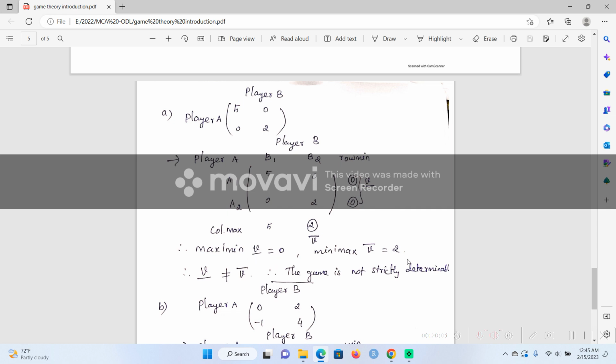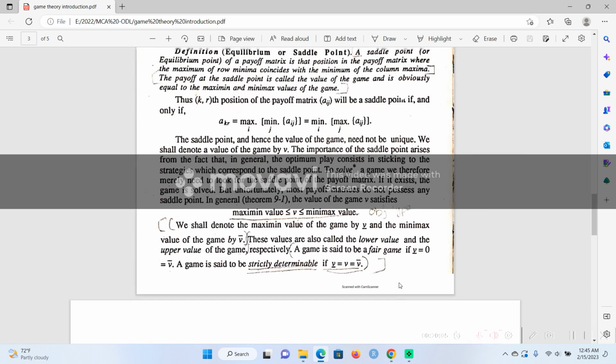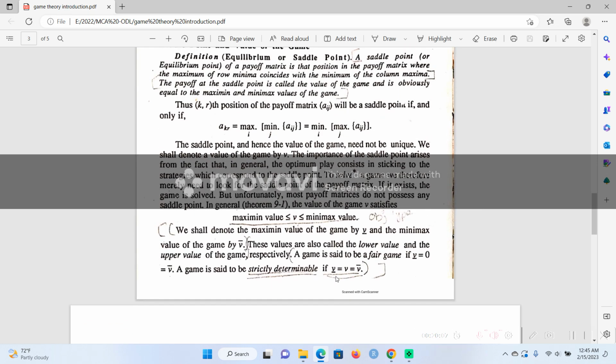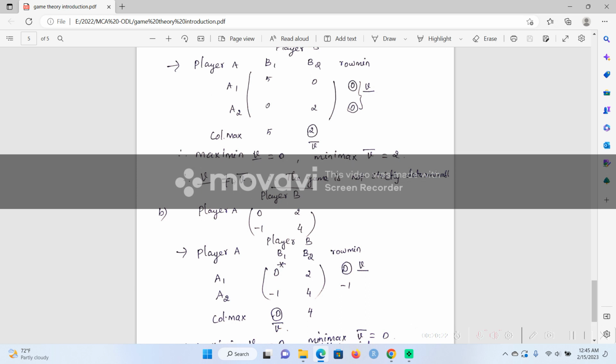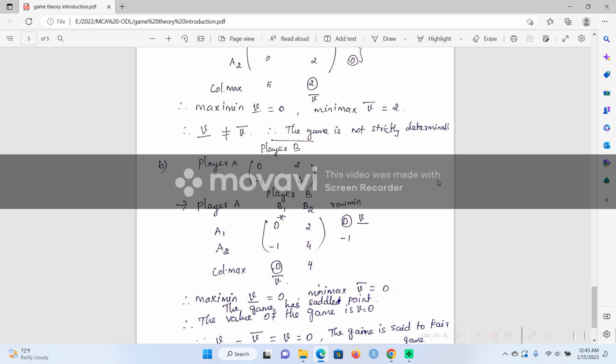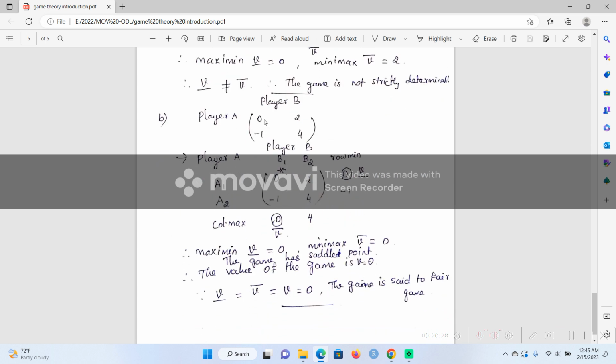So obviously these two values are not equal. Previously we defined a definition, no? If V lower bar and V upper bar are equal, and that equal value is equal to the value of the game, then the game is known as strictly determinable. But in this problem they are not equal, therefore the game is not strictly determinable. Similarly, we are considering another problem.